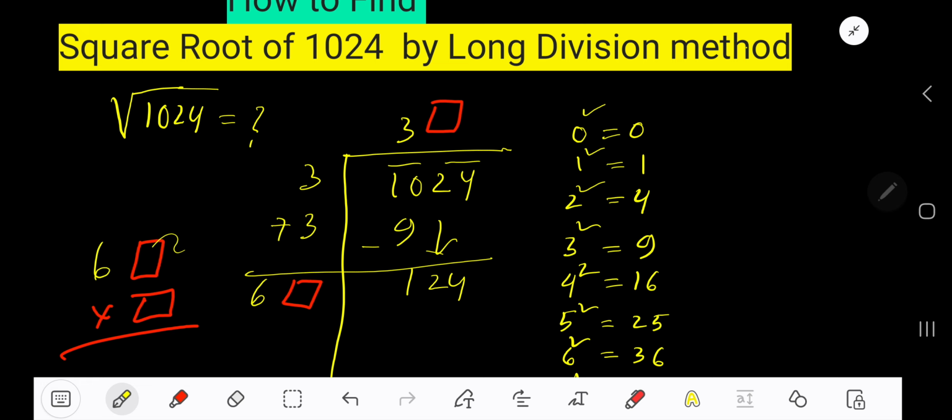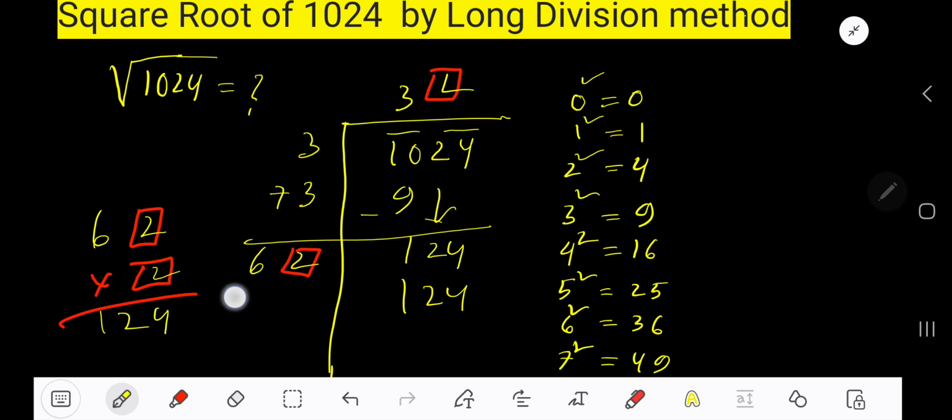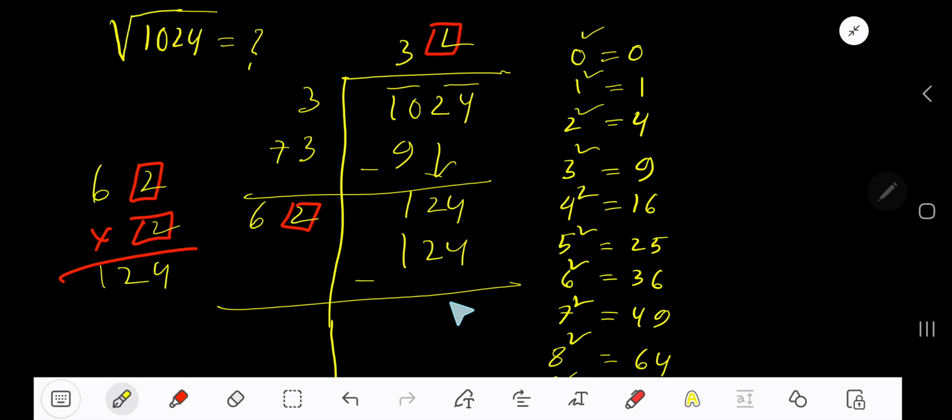If you place 2, then what will happen? 2 times 4 is 8, 2 times 2, 4, 2 times 6, 12, 124. So if you place 2, then 2 times 62 gives us 124, which is equal, right? Subtract, 0. As our remainder is 0, we are done.